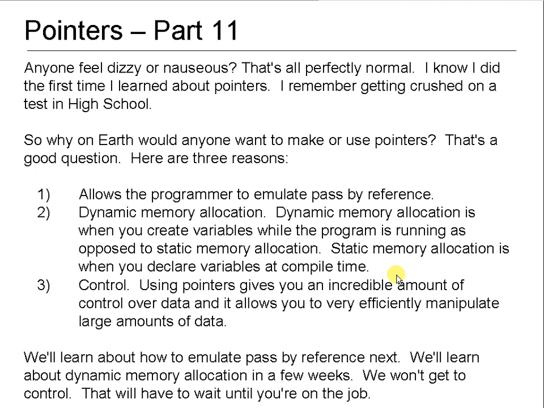And so that's why we're kicking it up a notch and learning C. We are going to learn how to do that stuff on ourselves. Second good reason is dynamic memory allocation. Dynamic memory allocation is when you create variables while the program is running, as opposed to static memory allocation. Static memory allocation is when you declare variables at compile time.